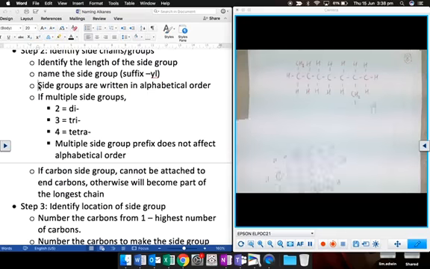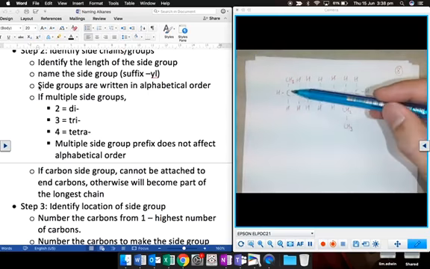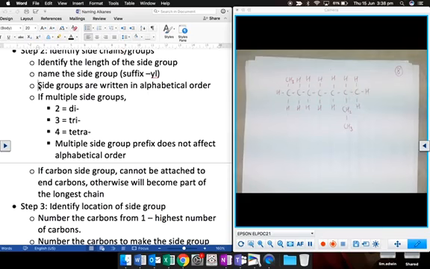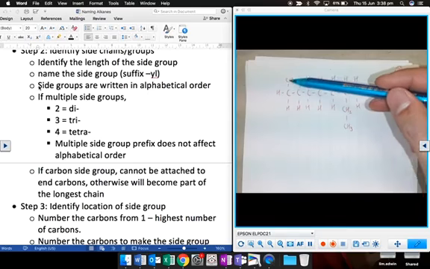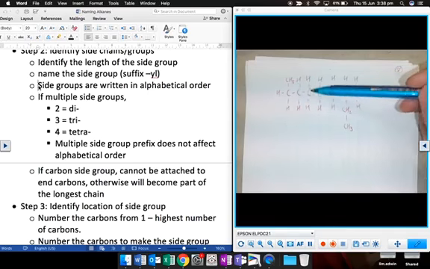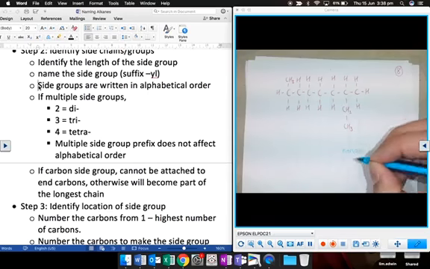That's that one there. Let's try this one here. Here I've got 1, 2, 3, 4, 5, 6, 7 in the straight line. Is that the longest chain? No, because you've got a chain that could run 1, 2, 3, 4, 5, 6, 7, 8, 9. What's the prefix for 9? Non. It's an alkane, nonane.